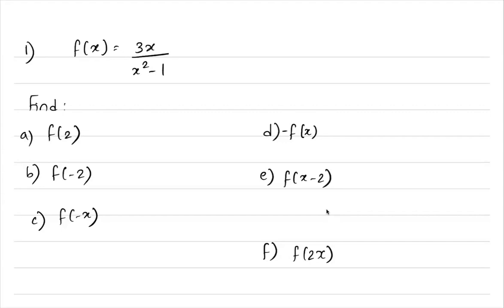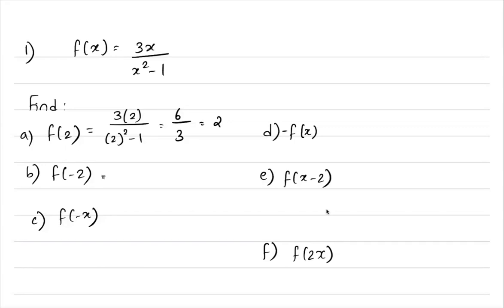So here, all that you need to do is replace your x with 2 and make sure that you use parentheses when you substitute so you don't make a simple arithmetic error, right? So 3 times 2 is 6, 2 squared is 4, 4 minus 1 is 3, 6 over 3 is 2. When you write the answer, make sure that you write f of 2 is equal to 2 and not f of x equal to 2, okay?